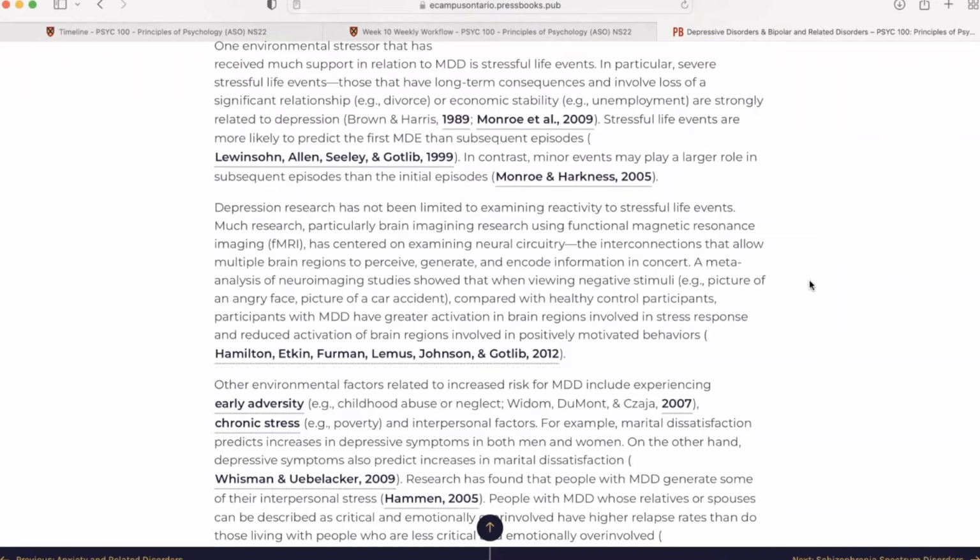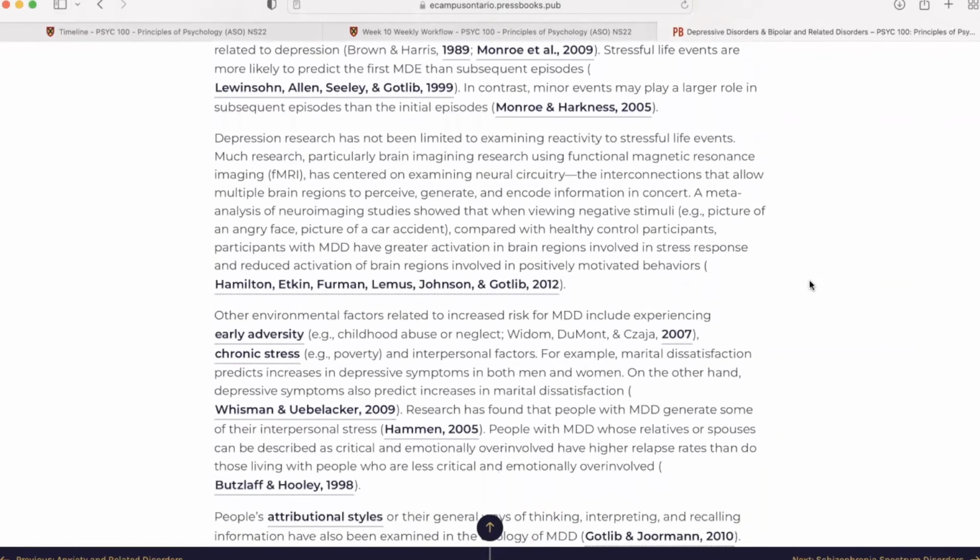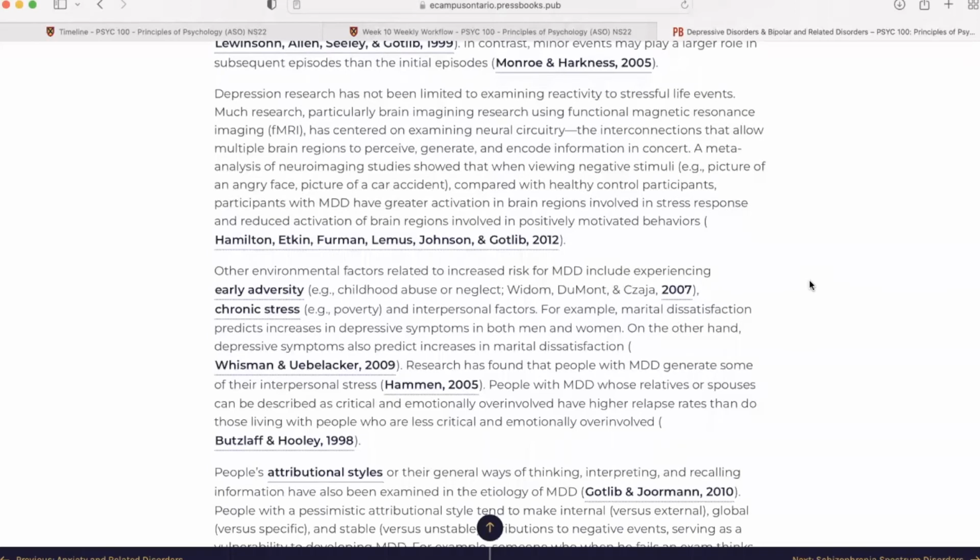Depression research has not been limited to examining reactivity to stressful life events. Much research, particularly brain imaging research using functional magnetic resonance imaging, fMRI, has centered on examining neural circuitry, the interconnections that allow multiple brain regions to perceive, generate, and encode information in concert. A meta-analysis of neuroimaging studies showed that when viewing negative stimuli, for example, a picture of an angry face or a picture of a car accident, compared with healthy control participants, participants with MDD have greater activation in brain regions involved in stress response and reduced activation of brain regions involved in positively motivated behaviors.